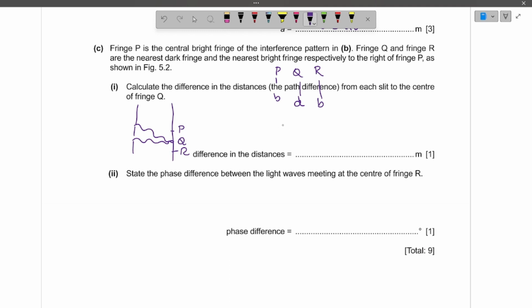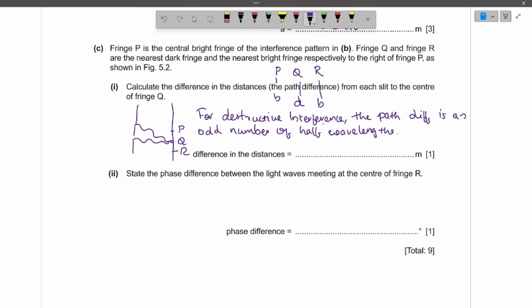That is the reason for the destructive interference happening at that point. So the destructive interference is happening at this position Q. That's why it is forming a dark fringe. For destructive interference, the path difference is an odd number of half wavelengths, which means that the path difference must be n plus half of lambda.